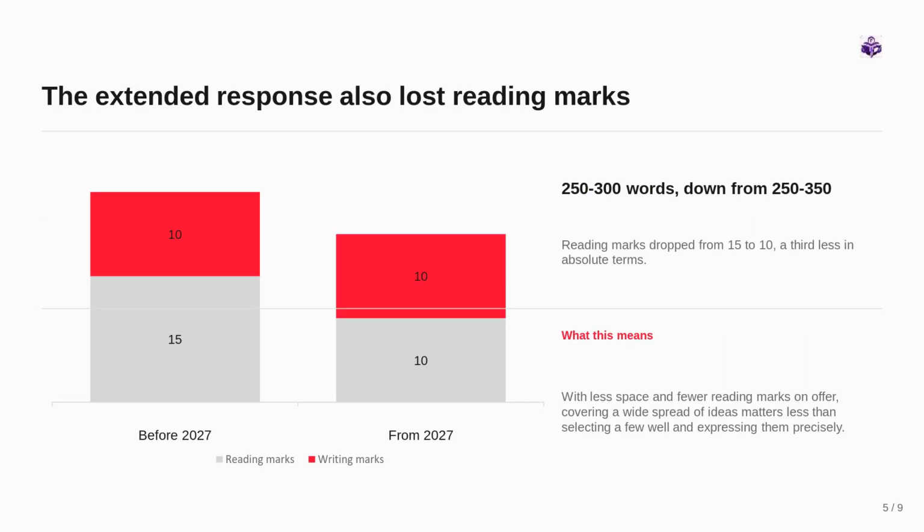The extended response, which used to be question 3 and is now question 4, changed in a way that goes beyond the word count. On the old paper, it ran to 250 to 350 words and carried 15 marks for reading and 10 for writing, 25 in total. On the new paper, it's been trimmed to 250 to 300 words, and the reading marks dropped from 15 to 10, while the writing marks stayed at 10. The reading marks on this task are a third lower than before, in absolute terms.